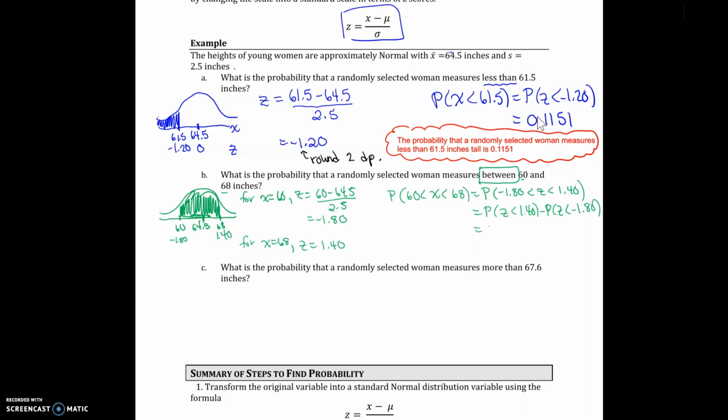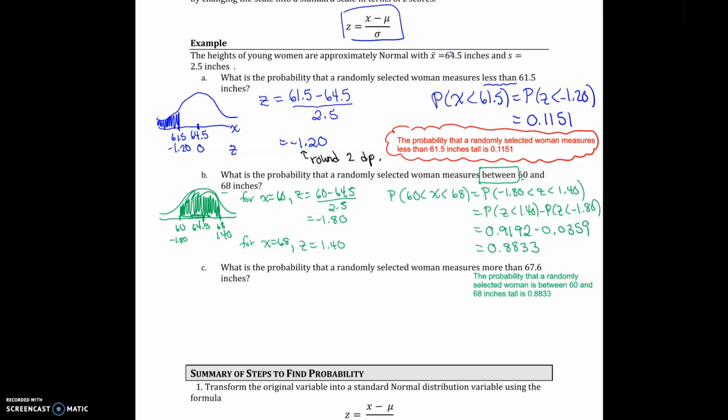Looking up those values on our probability chart, and feel free to pause the video and look those up. I'm just going to write them in here. The first value comes out to 0.9192, and you can double check that. And the second value comes out to 0.0359. Subtracting to finish solving the question, we get a final answer of 0.8833.